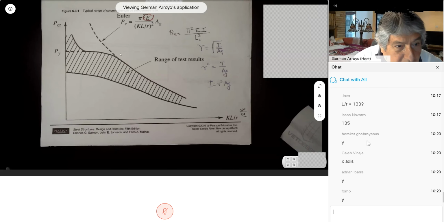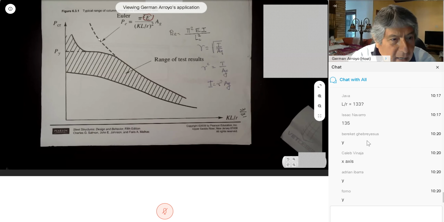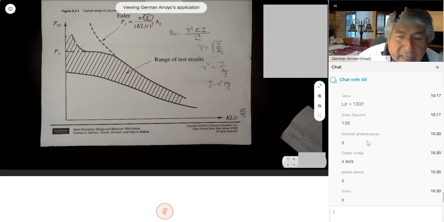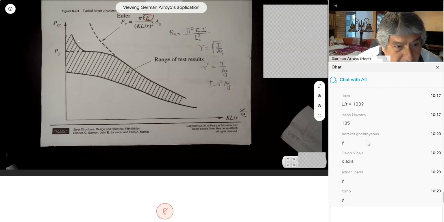But from here to the left, look, Euler is telling you that you have more load capacity than in reality you have. This formula doesn't work for small values of KL over r, because that means it's not a very tall column. It's telling you that you have more capacity than you do in reality. It's dangerous, no factor of safety. That's the reason why the code has two formulas: elastic from here to the right, inelastic from here to the left.